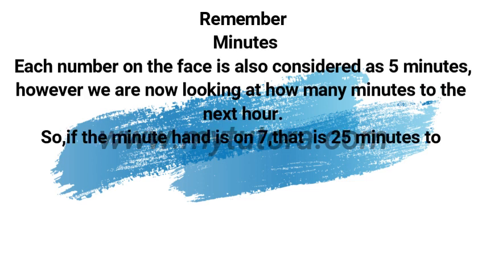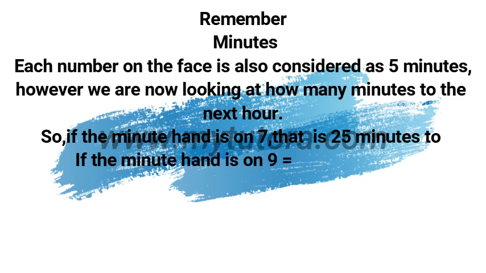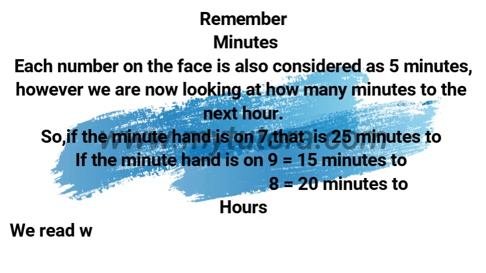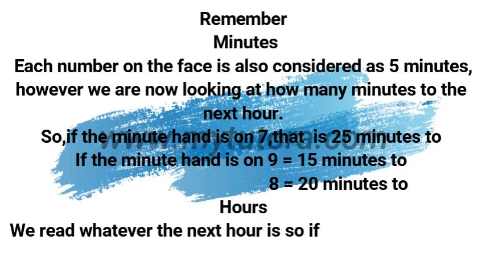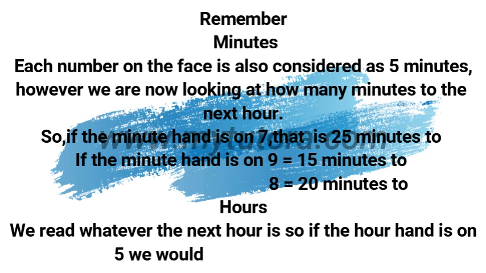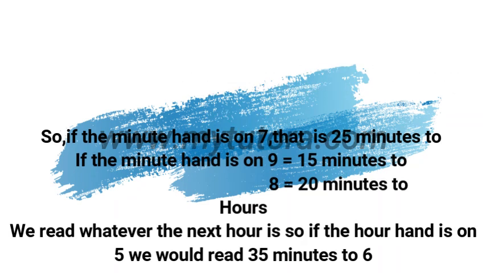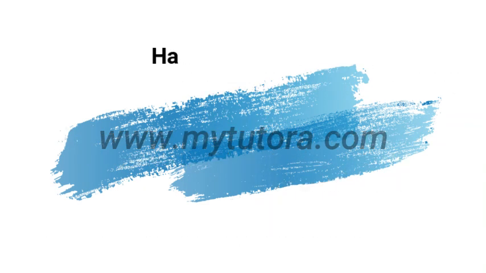So, if the minute hand is on 7, that is 25 minutes to. If the minute hand is on 9, then we will say 15 minutes to. If it is at 8, we will say 20 minutes to. For hours, we read whatever the next hour is. So, if the hour hand is on 5, we would read 35 minutes to 6.